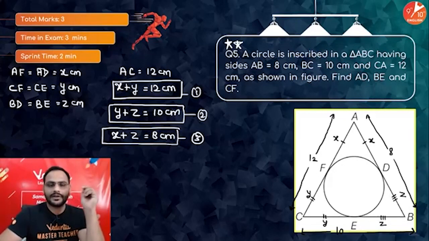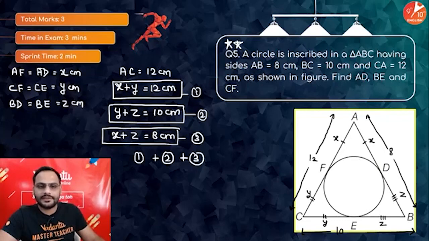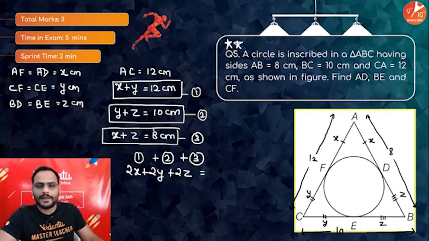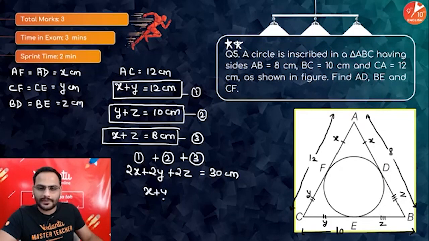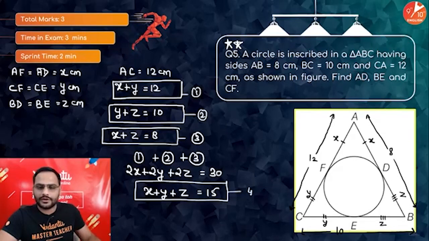How do you get it? Kaise karna hai? One of the easiest ways is to add all the 3 equations. So let's say LHS, here we have x plus x, 2x, y plus y, 2y, z plus z, 2z is equal to 12 plus 8, 20 plus 10, 30 centimeters. So if I take 2 common, you'll get x plus y plus z is equal to 15 centimeters. Why am I writing centimeter again and again here? No need for centimeter in the equations. Okay. So I can say x plus y plus z is equal to 15. This is my equation number 4.